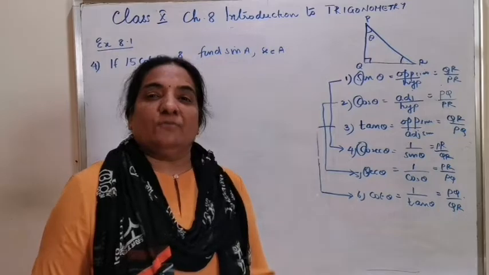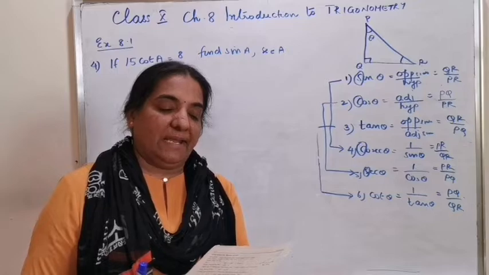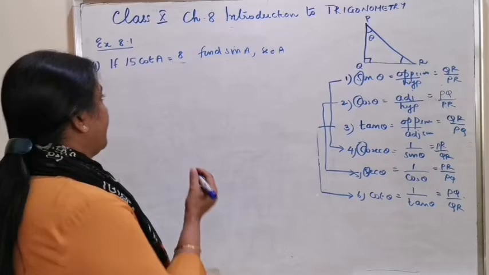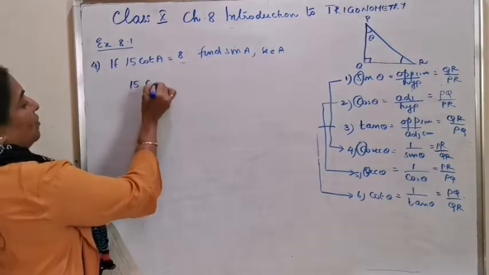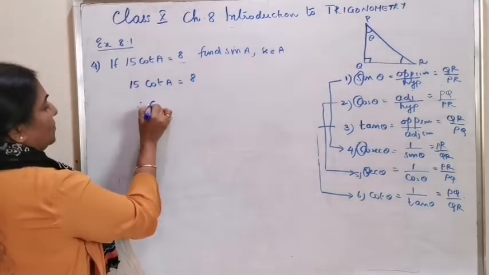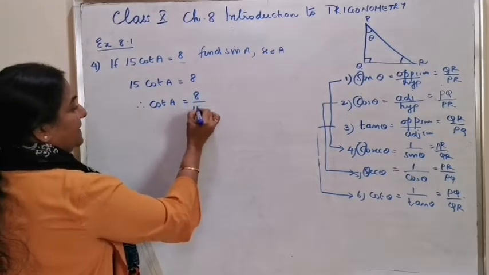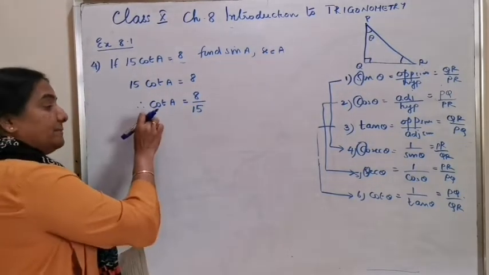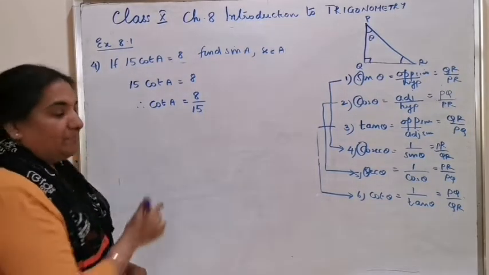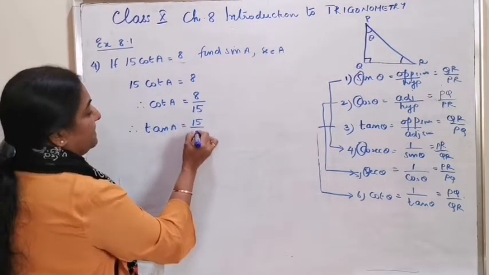Fourth question. Given that 15 cot A is equal to 8, find sine A and sec A. 15 cot A is equal to 8. Immediately, what is cot A equal to? It is 8 divided by 15. Now, the reciprocal of cot is the ratio of tan. Therefore, tan A is equal to 15 by 8.